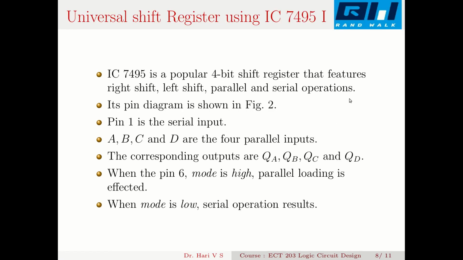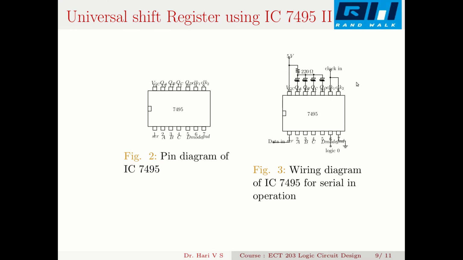Now, one such universal shift register in IC form is called a 7495. It's a popular 4-bit shift register that features right shifting, left shifting, parallel and serial operations. And the pin diagram is in this figure.